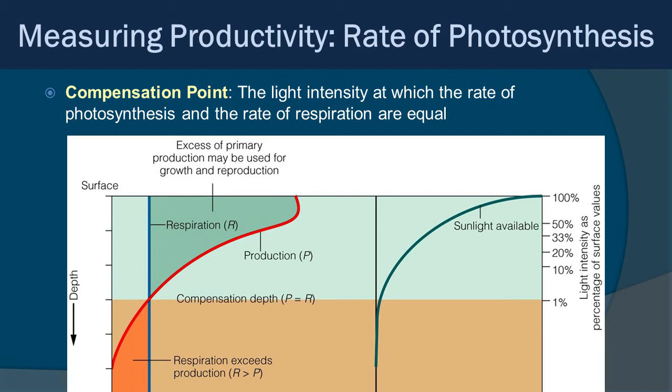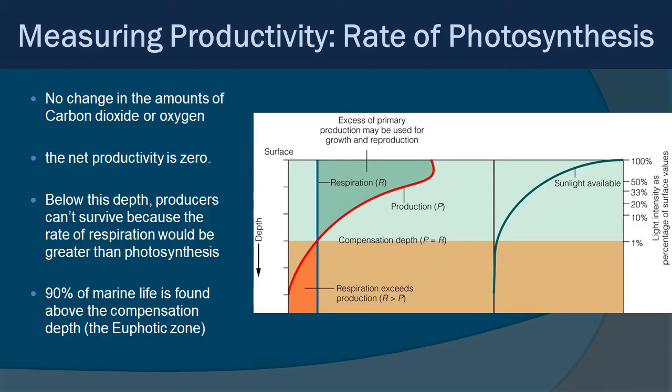You'll notice respiration stays relatively steady throughout, but there's the point where the red productivity line crosses the respiration line. That's the compensation depth. Below that, respiration exceeds what's being produced in terms of oxygen. At the compensation point, there's really no change in the amount of carbon dioxide or oxygen. The net productivity would be 0 because of that. Below this depth, producers can't survive because the rate of respiration would be greater than photosynthesis.